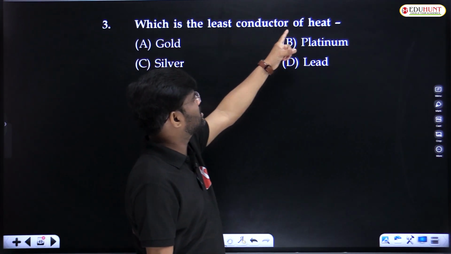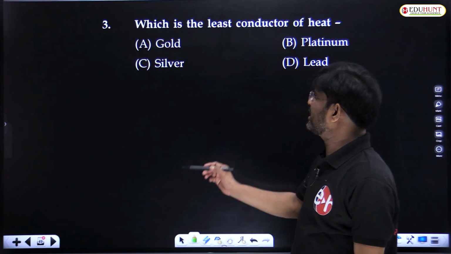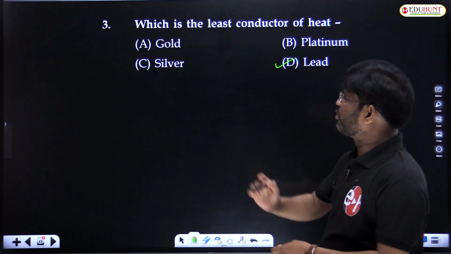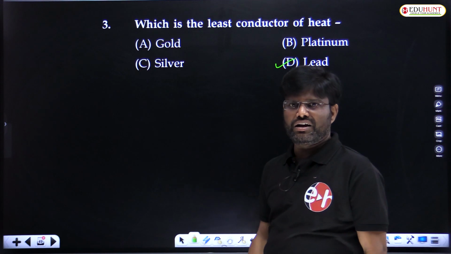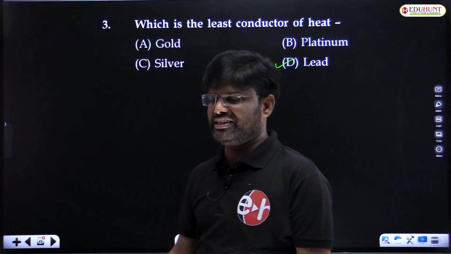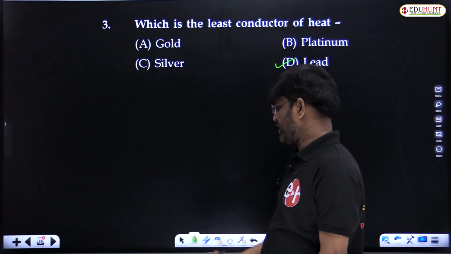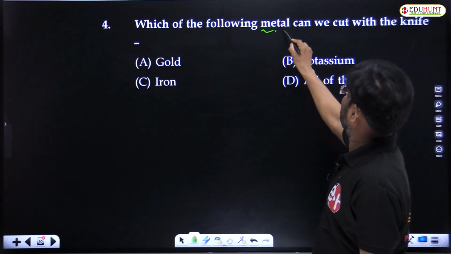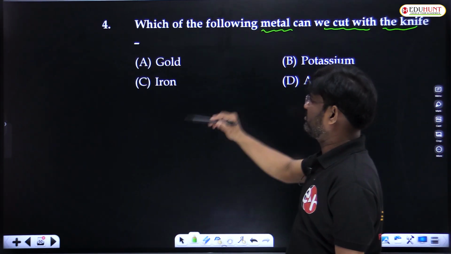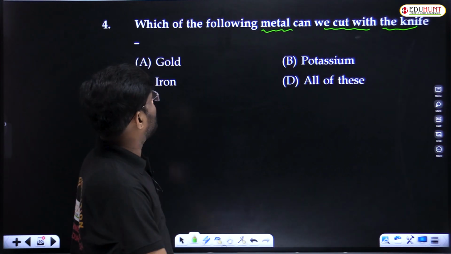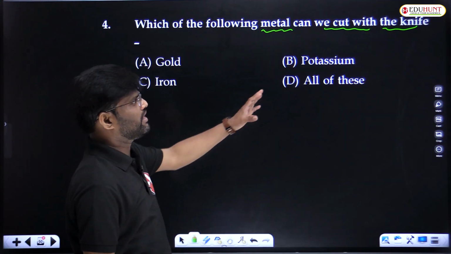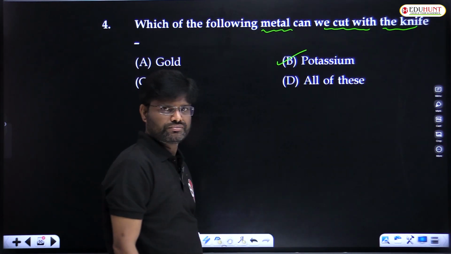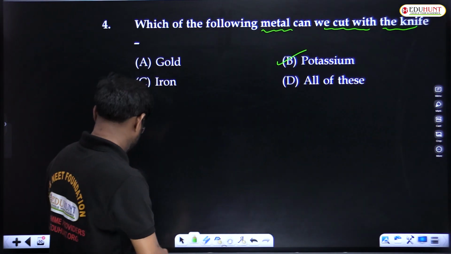Next, which is the least conductor of heat? So lead is the least conductor of heat. Gold, platinum, silver are good conductors of heat, and you should remember this question. Next question: which of the following metals can be cut with a knife? The answer is potassium. Okay children, next.